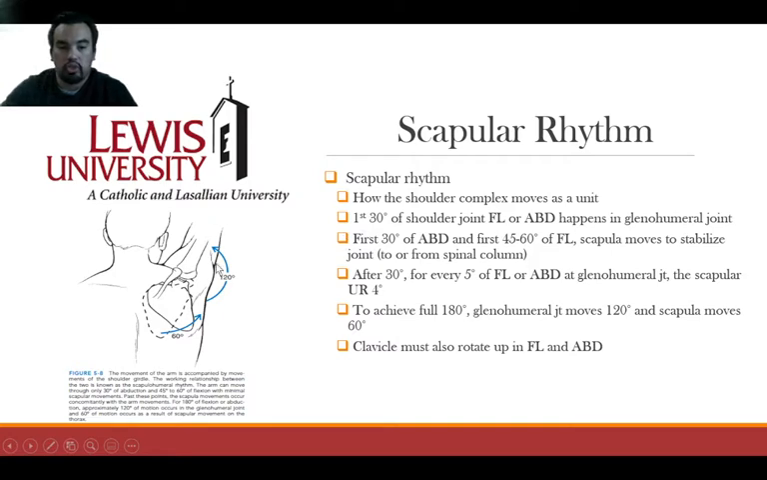So let's look at just shoulder flexion or shoulder abduction. If you look at that, the first 30 degrees of the shoulder joint flexion and abduction happens at the glenohumeral joint. So just those first 30 degrees. After that, and then also in the first 30 degrees of abduction, in the first 45 to 60 degrees of flexion, the scapula moves more in a stabilization position. So it might move closer to the spinal column, or it might move just a little bit away from the spinal column to put that scapula and that glenoid in the most appropriate and stable position available for the movement you're asking it to do.